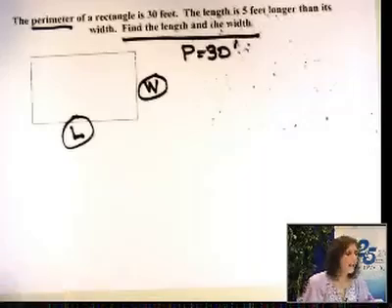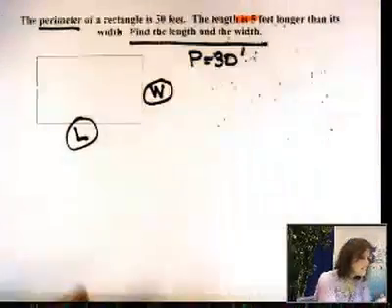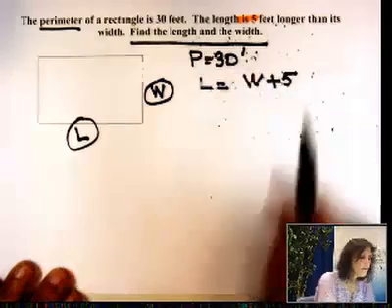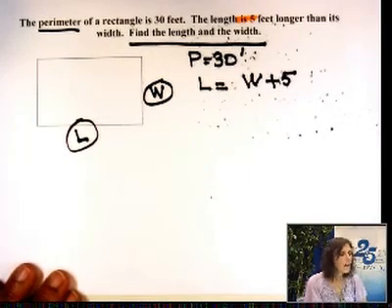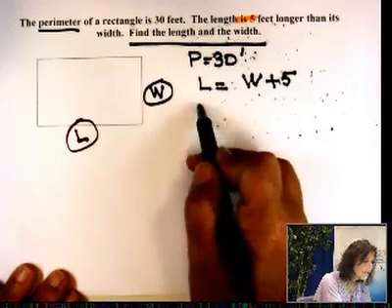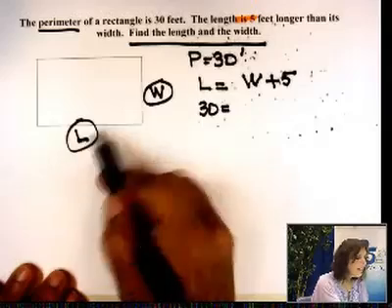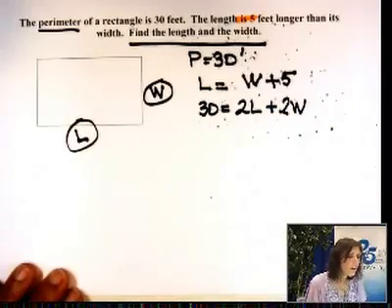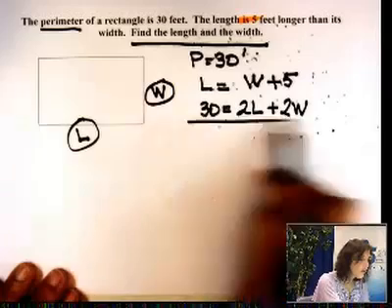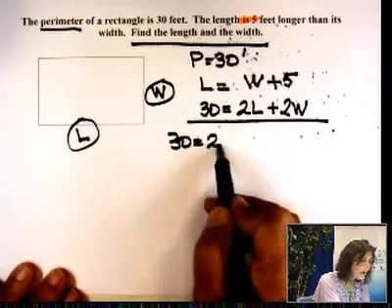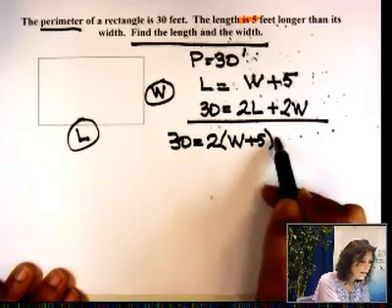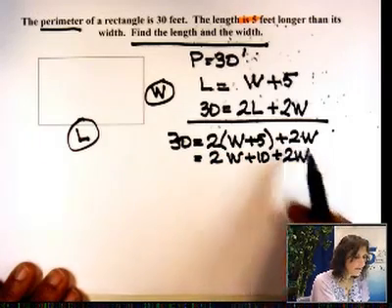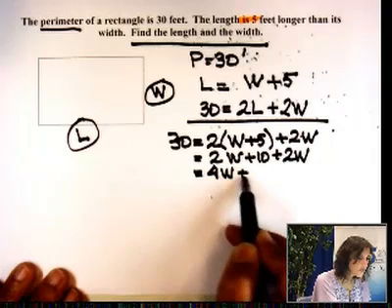All right, let's go. Now go find the word is. Length is 5 feet longer than its width. Very good. And how about the perimeter? Perimeter is, how many lengths do I have? 1, 2. 2 lengths plus 2 widths. All right, let's use substitution. So 30 equals, instead of L, I'm going to put W plus 5, and work it out. 2W plus 10. 2W plus 2W, that's 4W, plus 10.